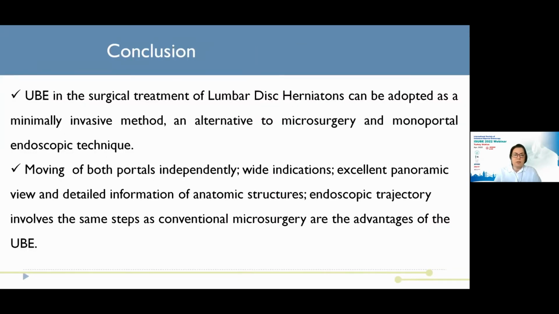As a result, UBE in the surgical treatment of lumbar disc herniations can be adopted as a minimally invasive method, an alternative to microsurgery and monoportal endoscopic technique. Moving both portals independently, wide indications, excellent panoramic view, and detailed information of anatomic structures. Endoscopic trajectory involves the same steps as conventional microsurgery. These are the advantages of the UBE.